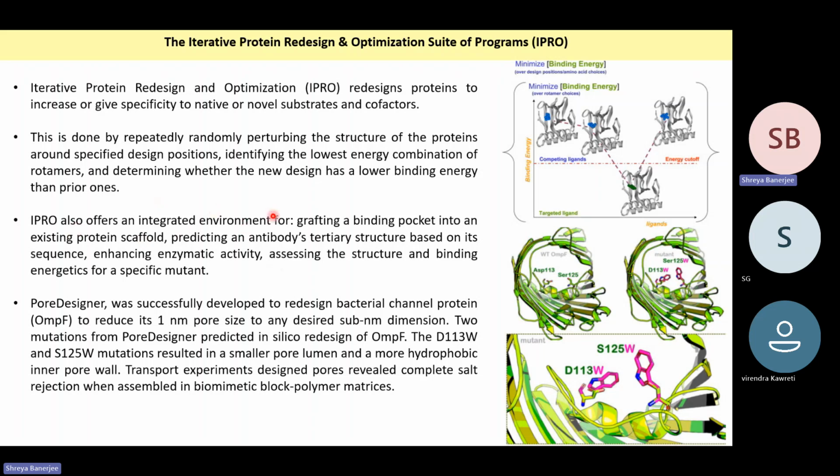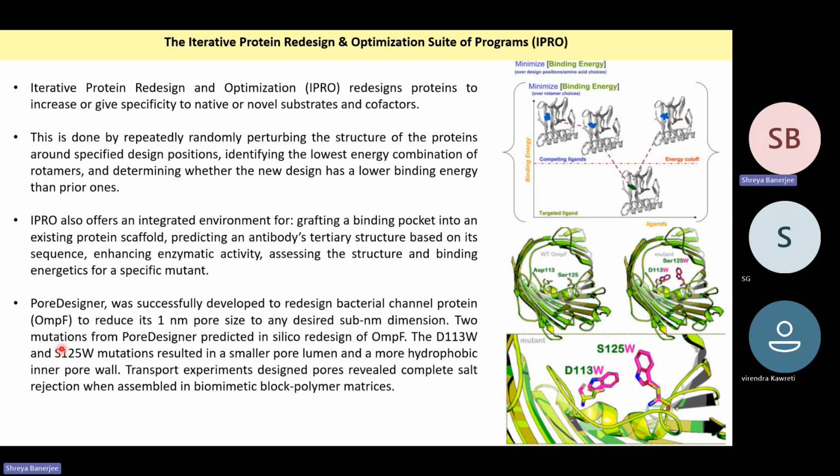IPRO also provides an integrated environment for grafting a binding pocket into an existing protein scaffold. So suppose you have a stable three-dimensional structure of a protein, you can include a binding pocket in that stable three-dimensional structure. It can also predict an antibody's tertiary structure based on sequence. It can enhance enzymatic activity, which was shown here. The activity for the target ligand was enhanced. Assess the structure and binding energies for a specific mutant. So it will give you the structure and binding energies of different mutants.